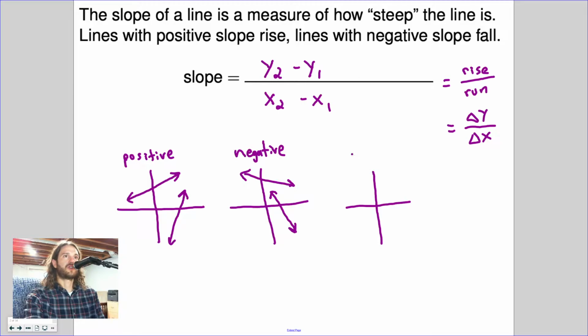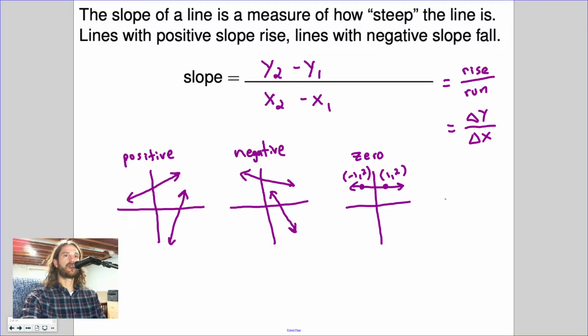There's also such a thing in between positive and negative: zero slope. Zero slope is represented by a horizontal line, perfectly horizontal. Now you think about zero slope and why this makes sense. Let's say this is the point 1, 2, and this is the point negative 1, 2. Now if we were to plug these points into our slope formula, we'll call this y2, y1. When you take the difference here, you end up getting 0 in the numerator. And 0 divided by any number is 0.